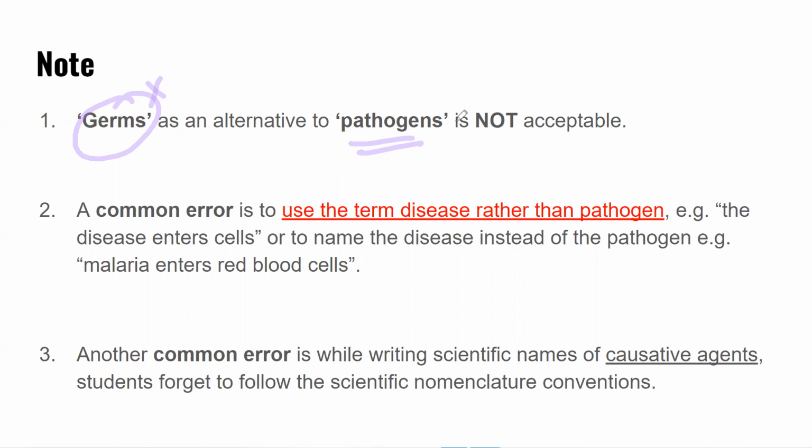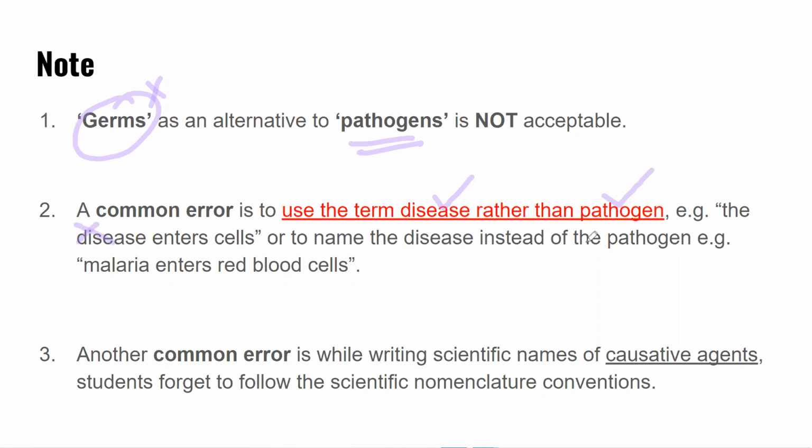Germs as an alternative to pathogen is not acceptable in your academic language. A common error is to use the term disease rather than pathogen. Example, students say the disease enters the cell instead of saying that the pathogen infects the cell, or the virus or the bacteria infected the cell. Students write that the disease has entered the cell. That is wrong. You have to remember that disease is the condition that arises after the pathogen has infected the body. So this is a wrong statement: disease entered the cell.